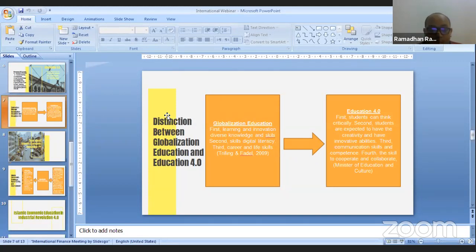A few years ago, Mendikbud Muhajir Effendi, at the National Education Day at University of Yogyakarta, said that the presence of the Industrial Revolution 4.0 made the world undergo changes that were increasingly fast and competitive. So he assessed that it was necessary to revise the curriculum by adding 5 competencies. First, students can think critically. Second, students are expected to have creativity and innovative abilities. The third, communication skill and competence. The fourth, the skill to cooperate and collaborate. And finally, students have confidence.